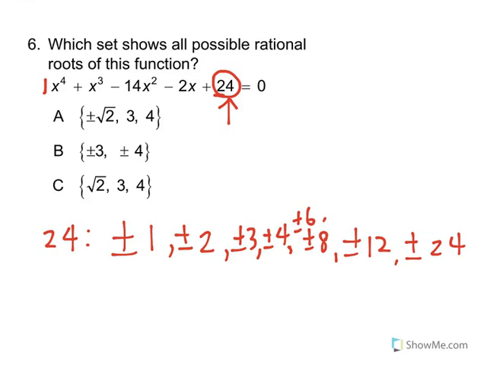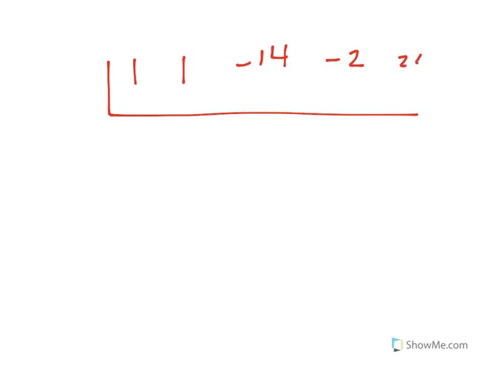Next, we're going to proceed to find the roots of the function. We're going to use one of these on the list to actually test the roots. So we're going to continue on the next page. We're going to start by setting up the synthetic division with the coefficients, which are 1, 1, negative 14, negative 2, 24. And I have a good feeling that 3 might work, so let's test that out.